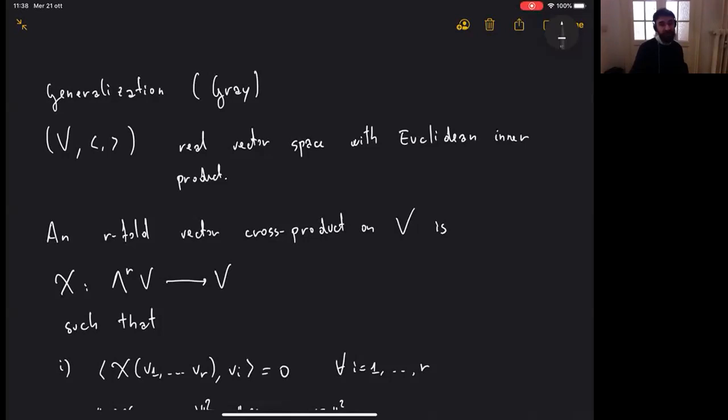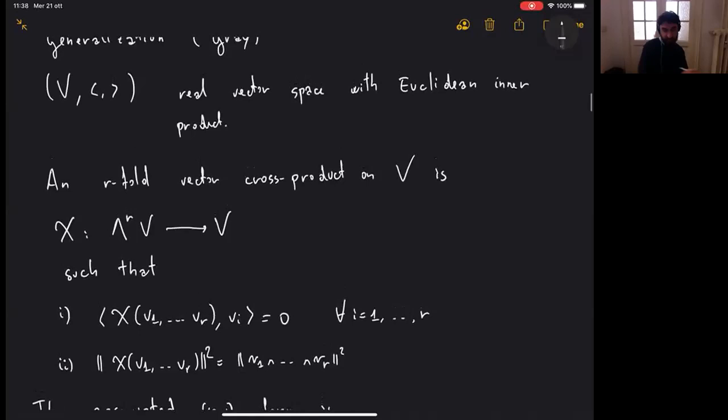And the properties are those that generalize the properties of the cross product on R3. So if I take R vectors and I apply chi, I will get a vector, and this vector has to be orthogonal to all the vectors I've computed chi on. And then the norm of chi of v1 to vR has to be equal to the norm of v1 wedge ... wedge vR. So it has to be an isometry.